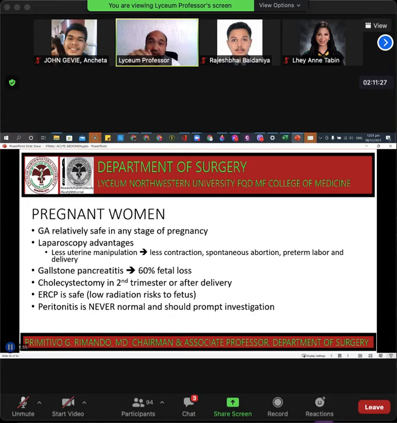But of course, if you cannot delay it anymore, for example, it's a ruptured appendicitis in a pregnant woman, then you have to explain to the parents that the life of the mother is primary over the life of the child. Because there's a possibility. Number one, sepsis can kill your fetus. Even the sepsis alone can kill the fetus.